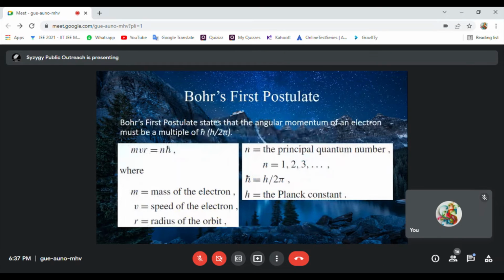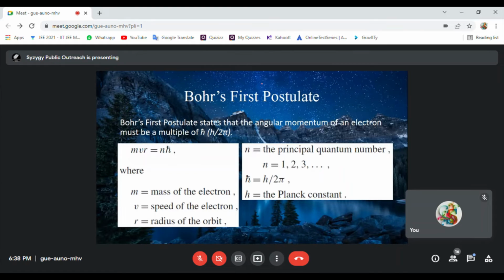Now, up till this point, we did all the qualitative analysis of what happens to an electron when it accepts a photon, or when a photon strikes it, and what happens when it emits a photon. But now we are going to actually find what energy would be required to excite an electron, or bring it to its ground state. So let's start from Bohr's first postulate.